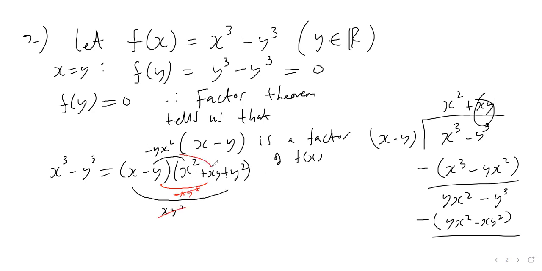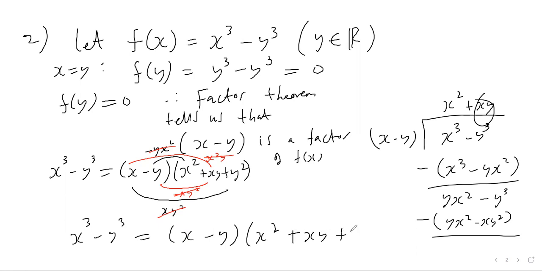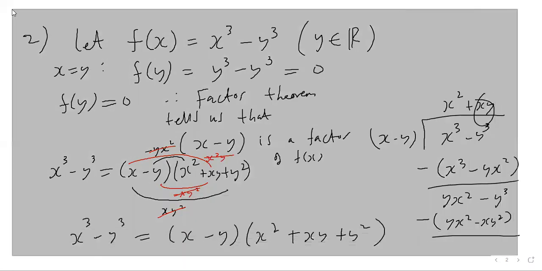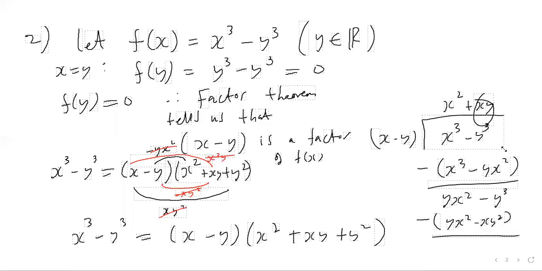And then if we do that times that, the x times the xy, we get x squared y. Well, guess what? That cancels out with that there. So actually, yes, this does work. And so therefore, we get a final factorization of x cubed minus y cubed is equal to x minus y times x squared plus xy plus y squared. So yeah, we can use the factor theorem to basically justify why that is true.